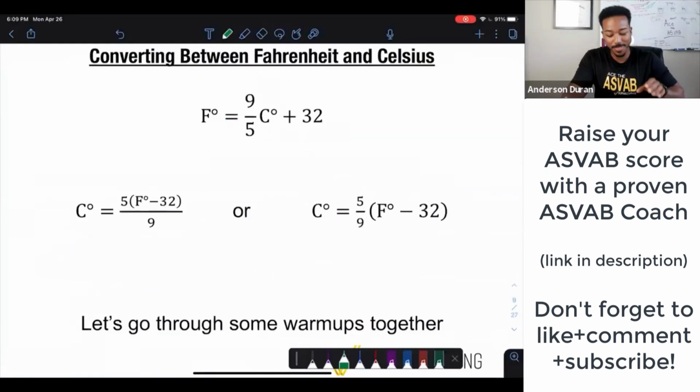Let's get started. First things first, converting between Fahrenheit and Celsius. And thanks again, everybody, for following along. Sweet. But let's go ahead. Fahrenheit to Celsius and Celsius to Fahrenheit. We have these formulas right here.